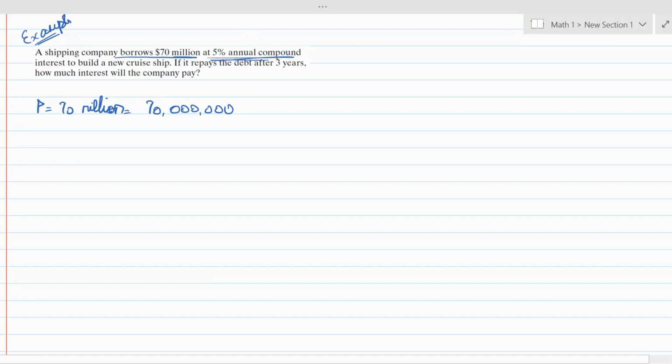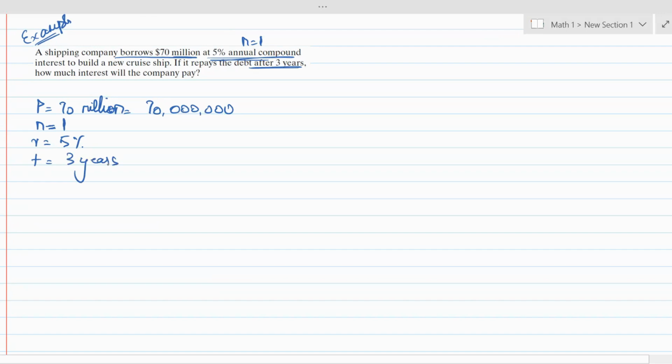Annual compound interest means that n is equal to 1 here, because the compounding in a year happens only once. After every single year, the principal would be changing, or the compounding would be done. So n is equal to 1. Rate is equal to 5%. And it says if it repays the debt after 3 years, so time is equal to 3 years.